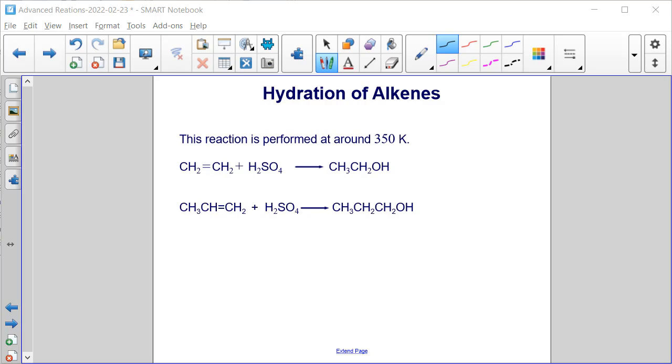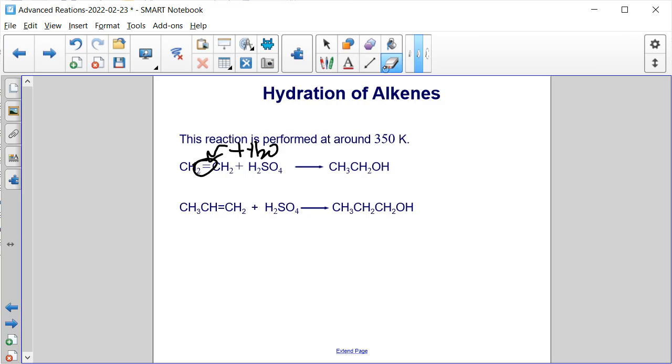Another way that we can form alkanols is through the hydration of alkenes. So I have 2 examples here where we hydrate an alkene. So remember that a hydrate means to add a water. So we break these bonds by adding a water here, right? This hydration idea. So look what happens. We're going to use H2SO4 to do it.